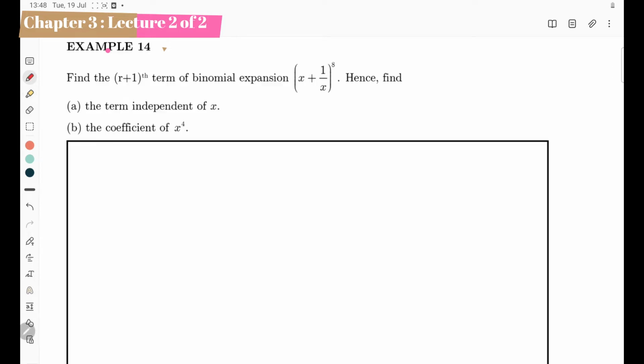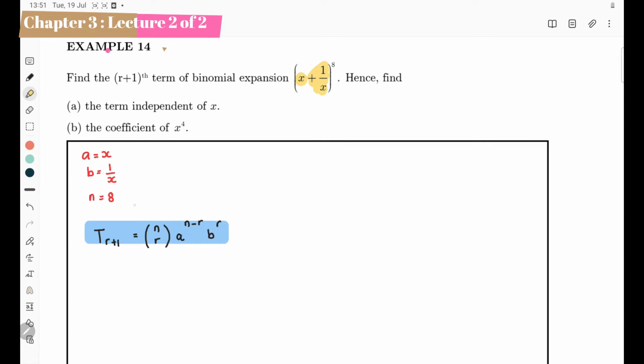We look at example 14. Find the r plus 1 term of the binomial expansion (x + 1/x)^8. Hence, find the term independent of x and the coefficient of x to the power of 4. From here, a is x and b is 1 over x, and n is 8.